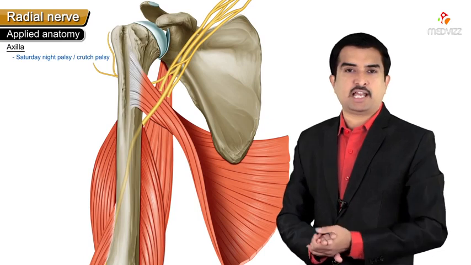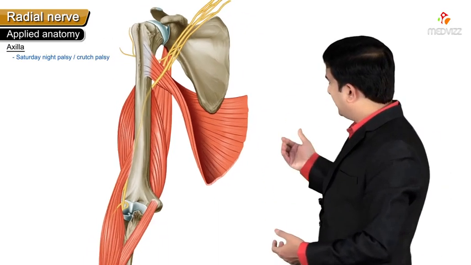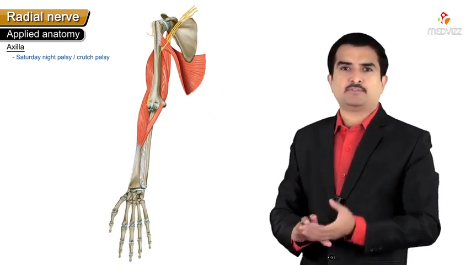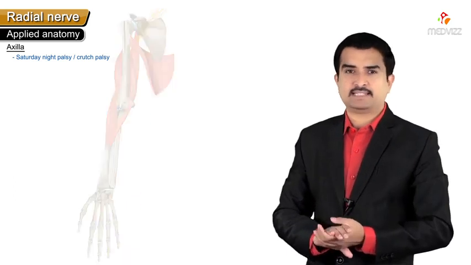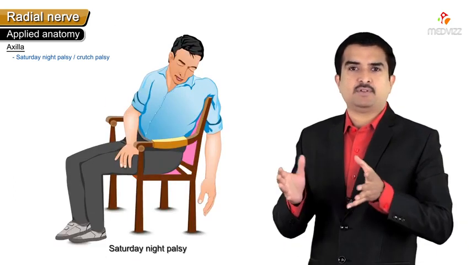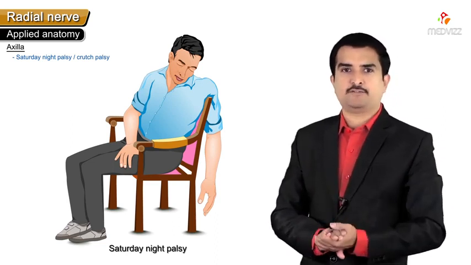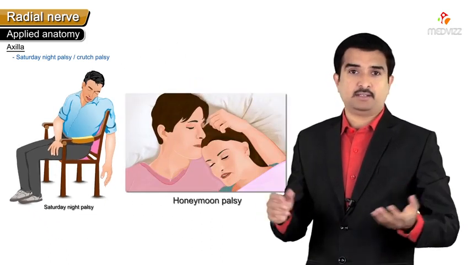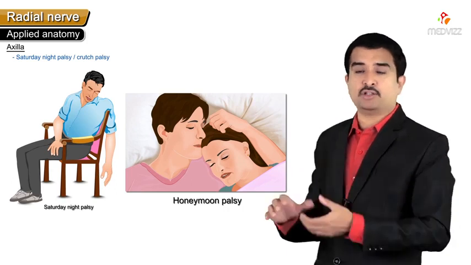So because of this, the symptomatology may be seen at the entire level below the level of the lesion. Let me give you some points regarding honeymoon palsy. For example, sleeping with the arm draped over a seat, especially in the setting of alcohol or drug intoxication, or after sleeping while holding another individual who is exerting pressure on the arm.